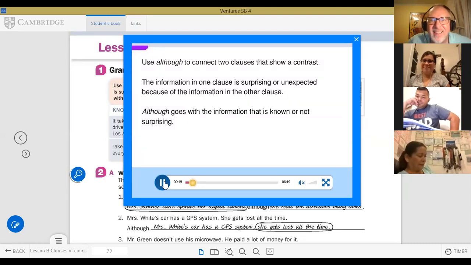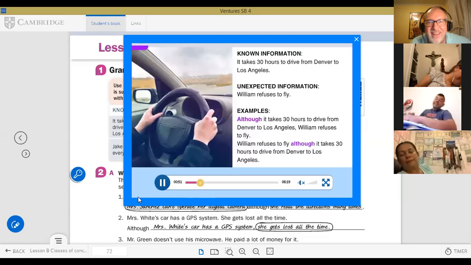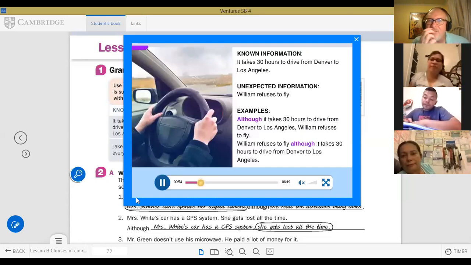All right. Oops, what happened here? All right, now we're back to the same thing. There we go. Okay, so however he refuses to fly, or but he refuses to fly. Both would be fine.